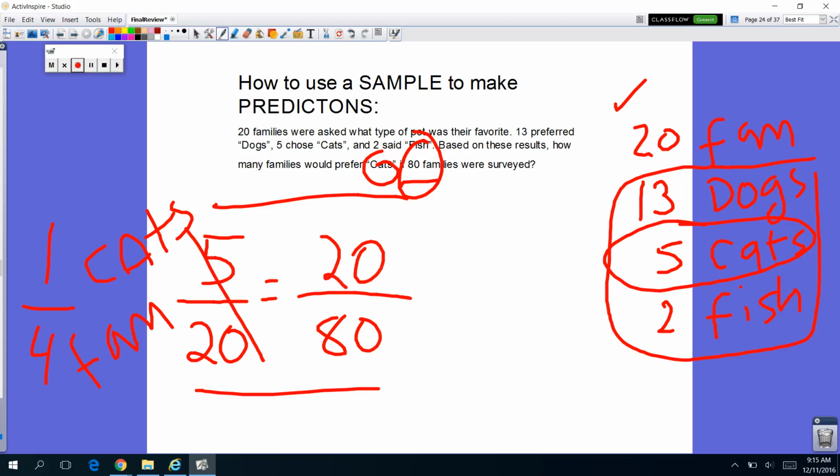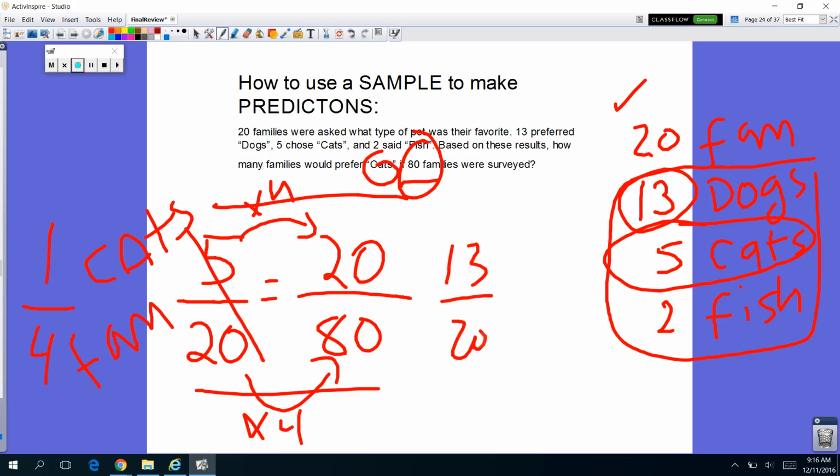Another way that you could have done it is just see what 20 times what gives me 80. 20 times 4 gives me 80, so 5 times 4 gives me 20. That's the cool thing about proportions. It works that way too. And by doing that right here, if the question had been dogs, then I would have used 13 over 20. So that's why I like to make a list. It clarifies what they're asking. I mean, it's easier to work.